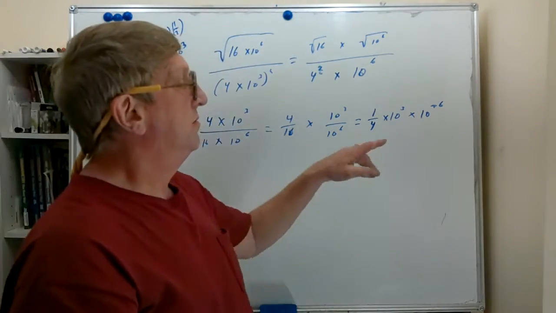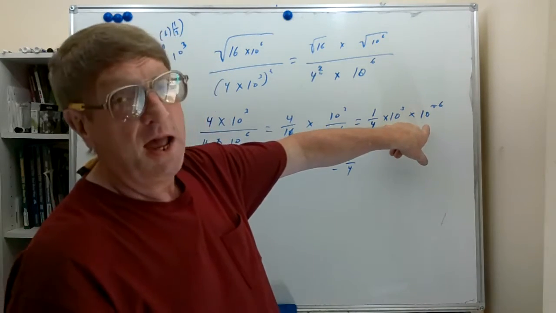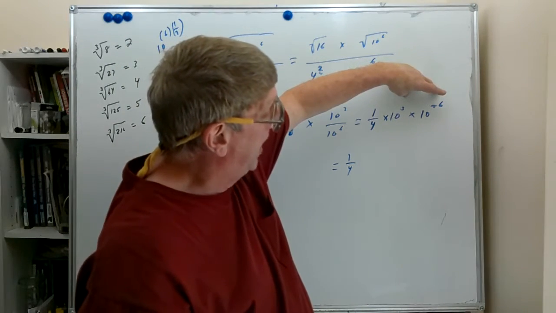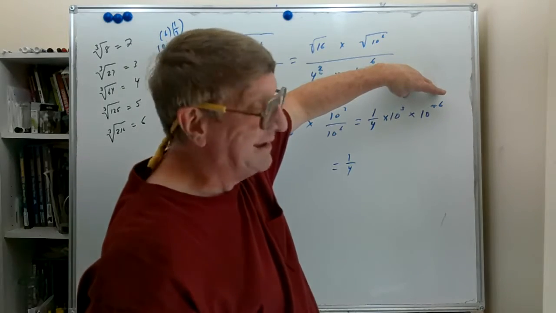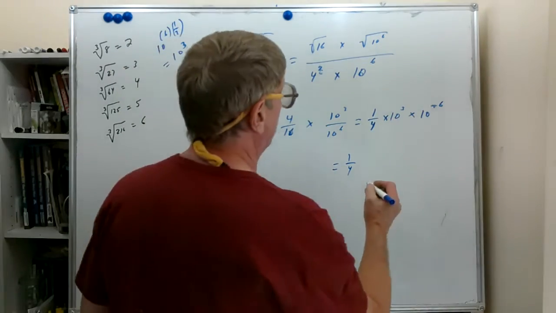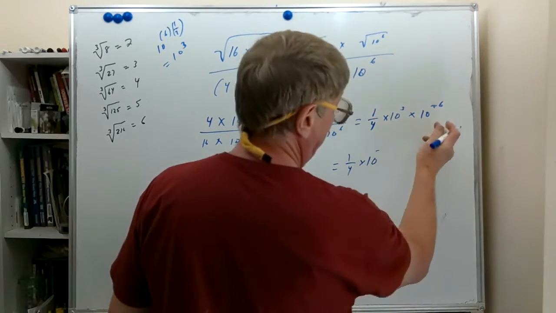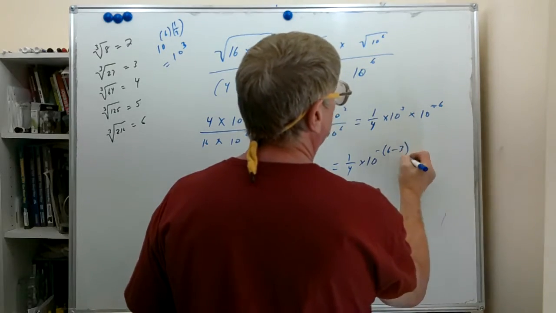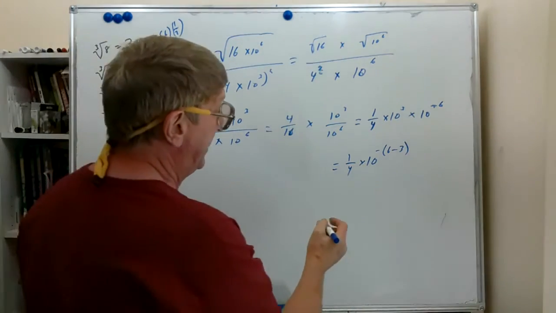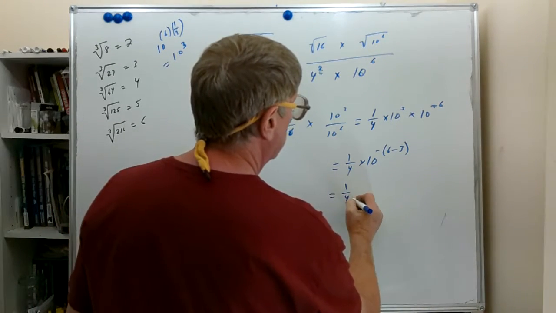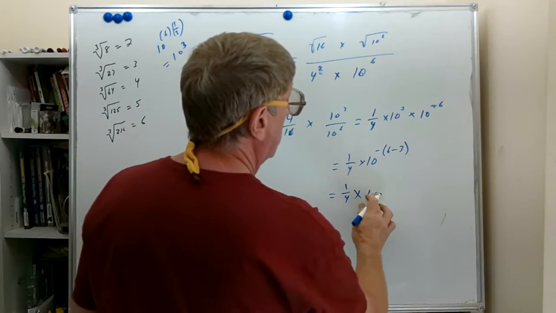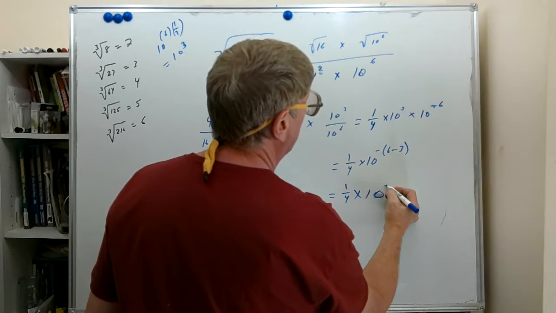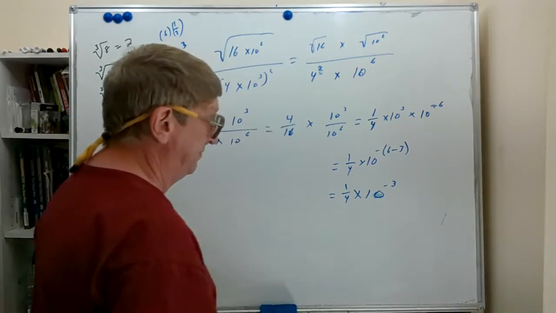But how do we do this? When we're multiplying powers of 10 with different signs of exponents, we subtract the magnitudes and use the sign of the one with the largest magnitude. So that's times 10 to the minus, because that's the sign of the one with the largest magnitude, 6 minus 3, magnitude, absolute value, same thing. Well, that equals 1/4 times 10. 6 minus 3 is 3. Use the sign of the largest absolute value or largest magnitude. So we have 1/4 times 10 to the negative third.